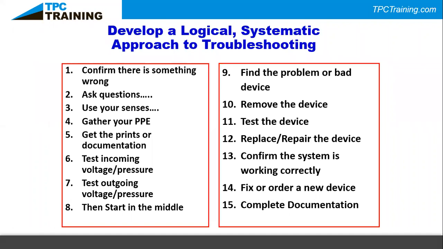So here it is all laid out, right? Confirming there's something wrong, asking questions, using your senses, gathering your PPE, getting the prints and documentation. And I will say, and we're going to dig into this, between basically steps 1 and 6, between confirming that there's something wrong and getting your test implements out and doing testing, what's in between the lines here is, when you open that panel for the first time, you are putting yourself in significant harm's way.